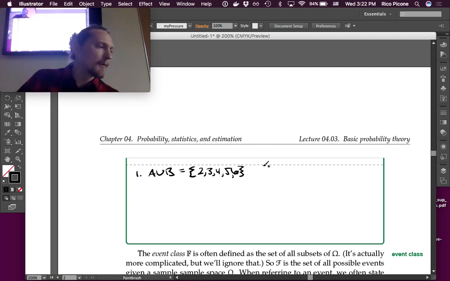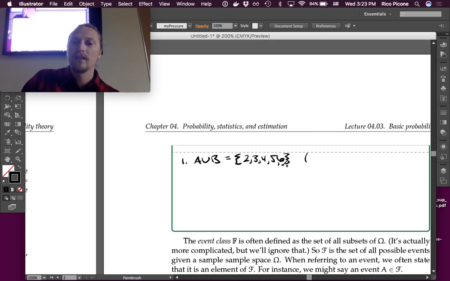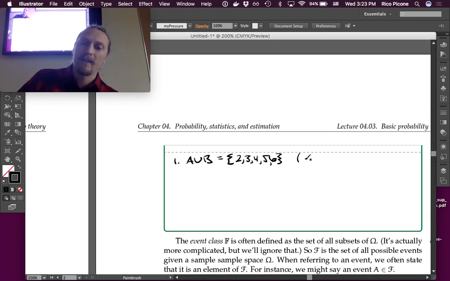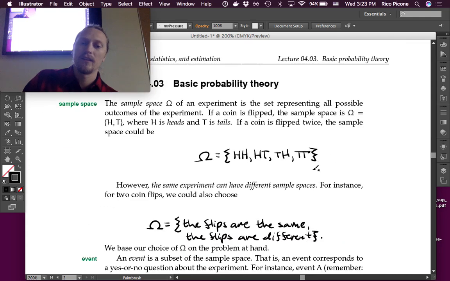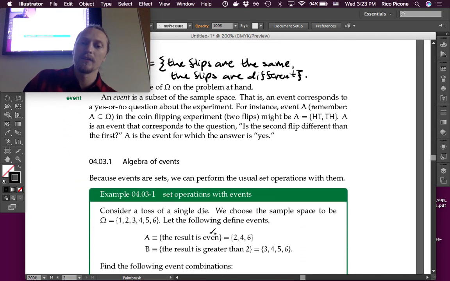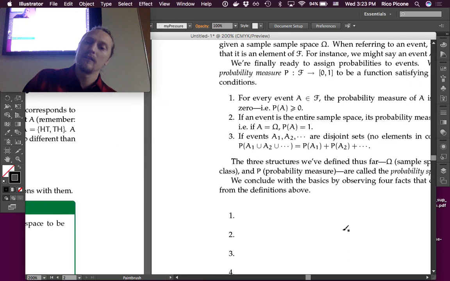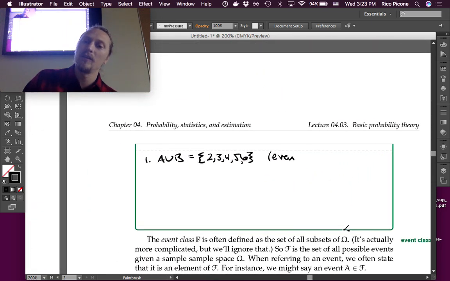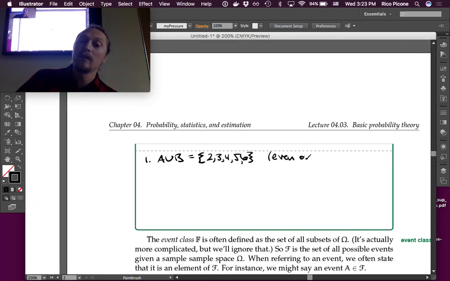So in words, I would say this would mean that the event is even, which is what A is, right? So A is the event that the result is even, and B is the result is greater than 2. So what I would say is A union B is even or greater than 2.